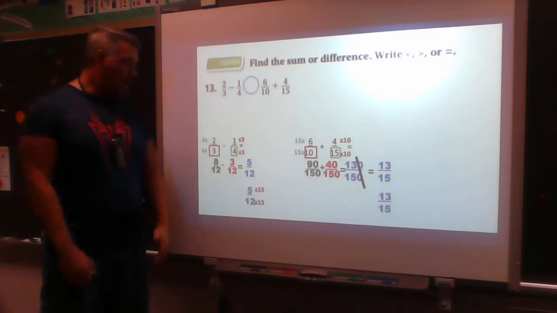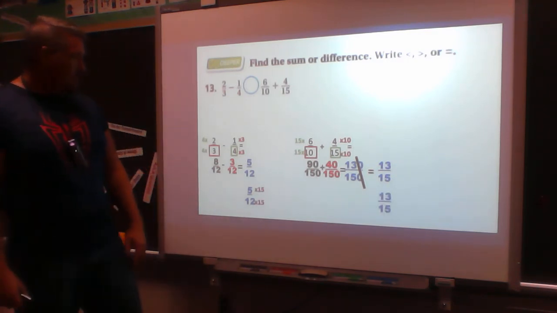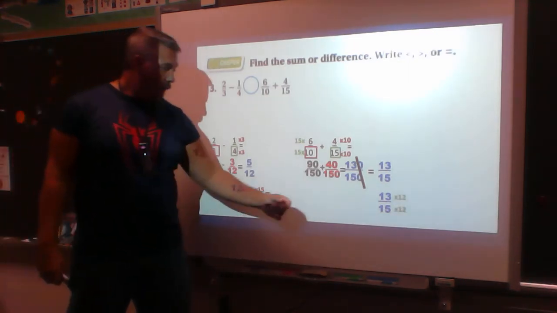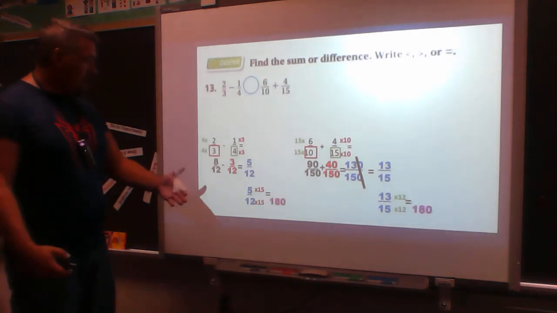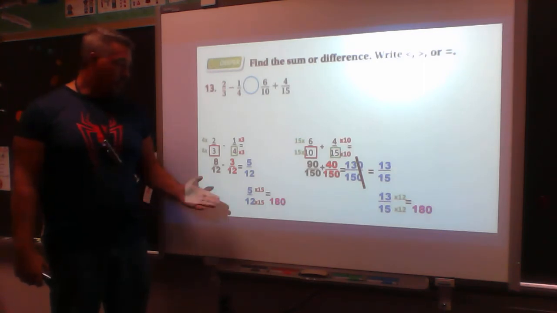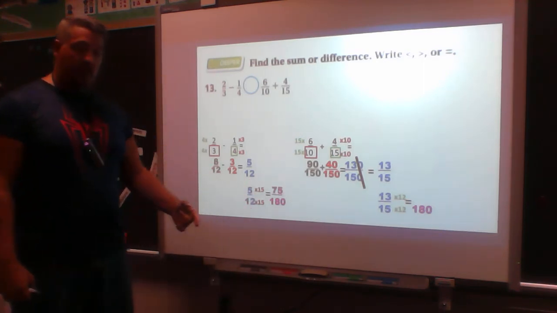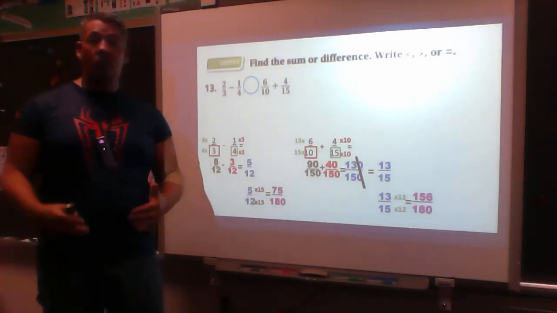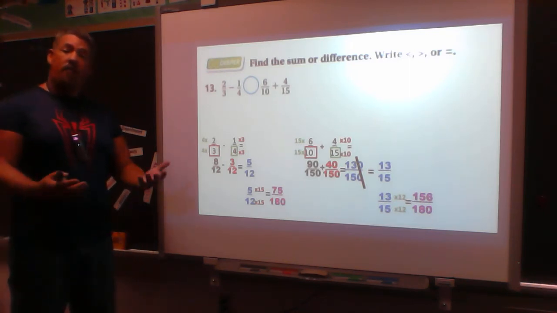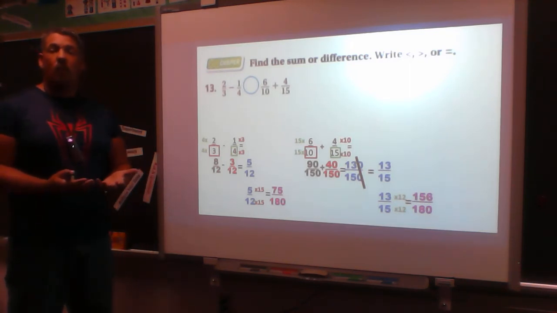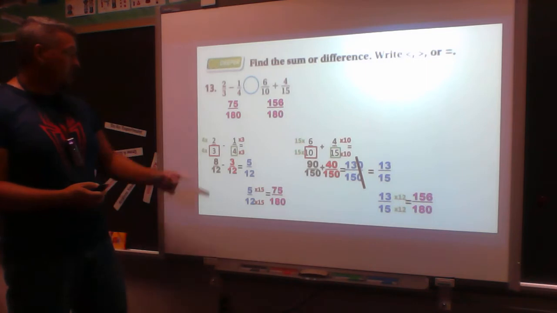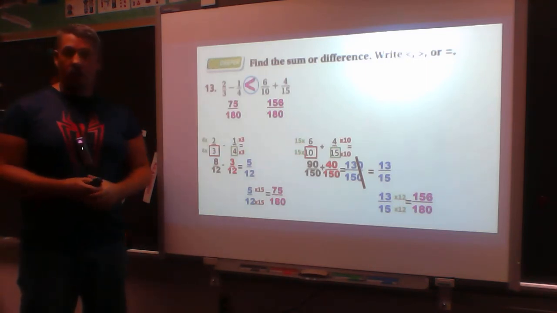Now I'm still going to multiply by opposite denominators. So I have a 15 over here, I'm going to multiply by 15s. I have a 12 over here, I'm going to multiply by 12s. When I multiply through, I get my common denominators, which is 180. Then I can multiply my numerators. 5 times 15 is 75, and 13 times 12 is 156. Now I'm ready for my final step. Do I have the same denominators? I do, 180. Which one is smaller in my numerators? Well, 75 is smaller than 156, right? So my arrow is going to point to the left.